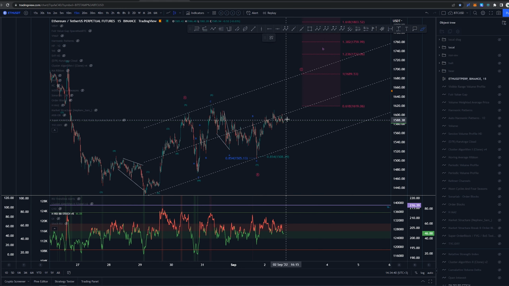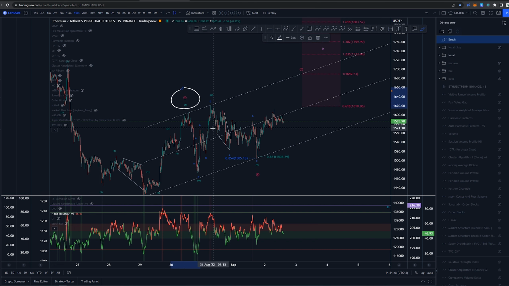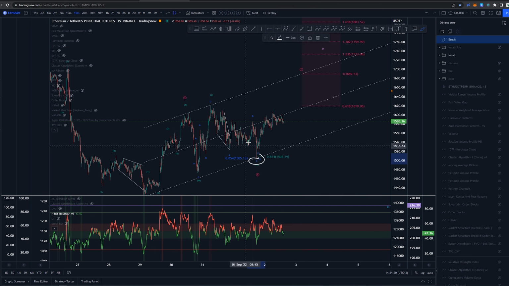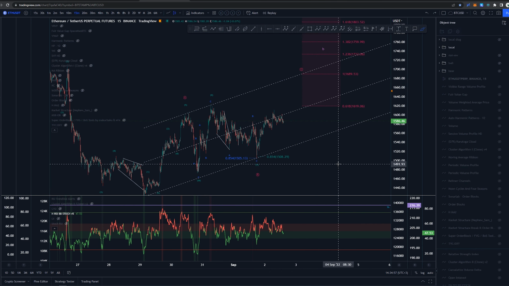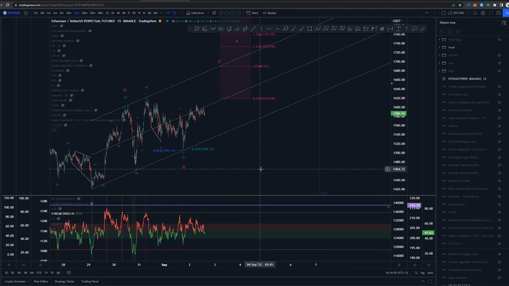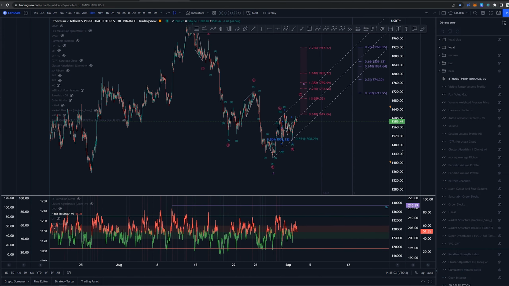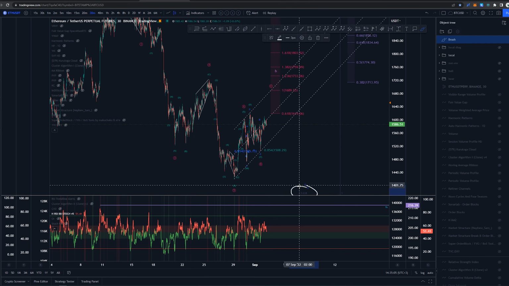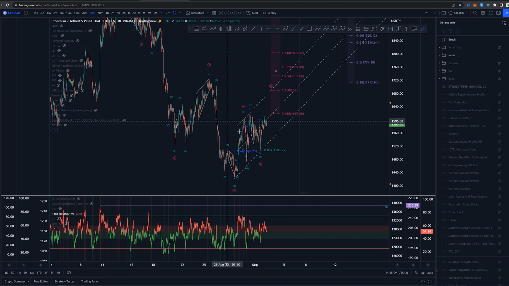Now, to get us to the C wave, we could be following this channel that we have here. And this would be the 1-to-1 in time compared to the A wave, pivoted from this B. So the perfect thing to do with this case would be doing something like this. This would bring us around $1,690. Now, what I don't like about this count is the fact that we don't even hit the 0.618 here in time compared to the first structure here.